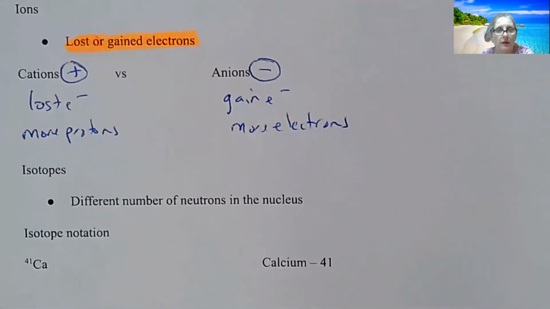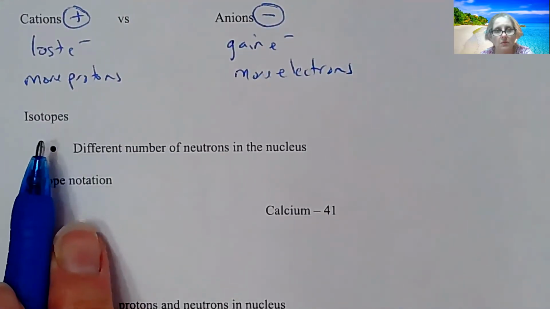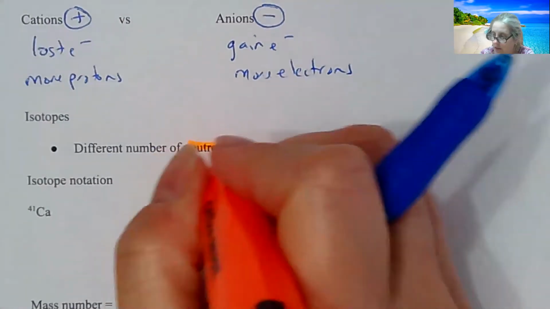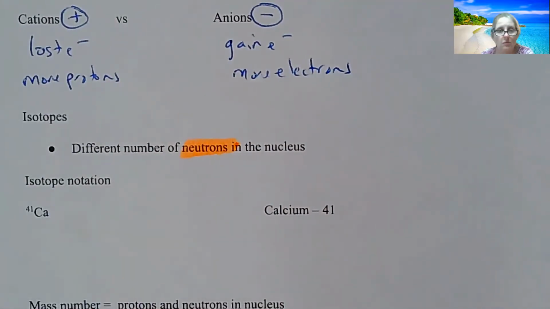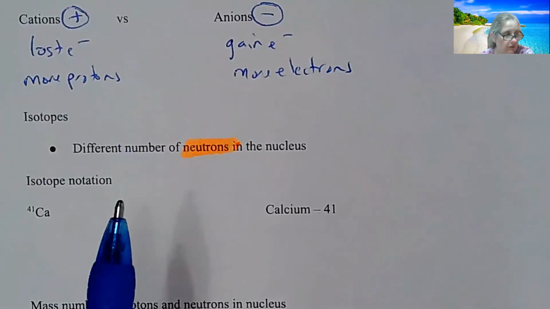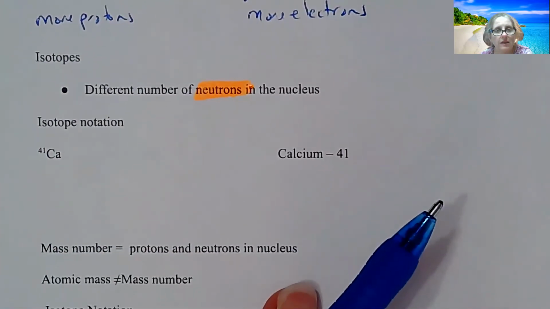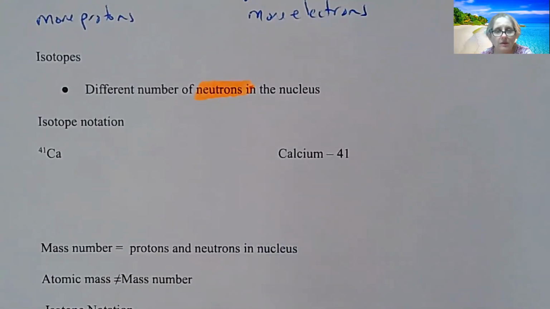Another word that you might have heard from first year chemistry is the word isotopes, okay? Isotopes have different numbers of neutrons, okay? So that's going to be the key word that you need to focus on there. So we have something called isotope notation. There's two different ways of writing it. One is to write a number above the symbol, right to the left of the symbol, and one is to write a number next to the symbol or the symbol name.